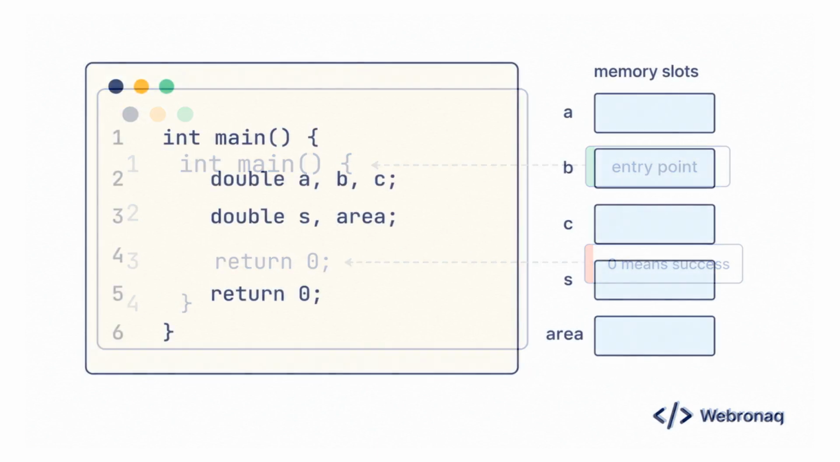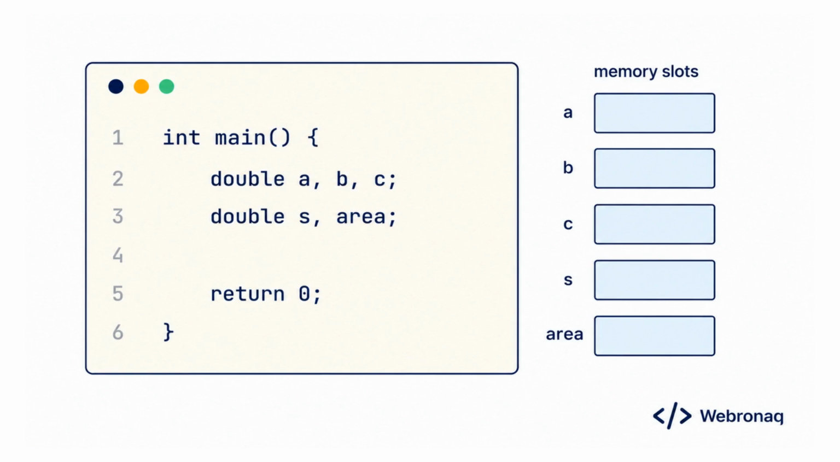Let's fill it in. Now we declare the variables we will need. 3 sides, A, B, and C, the semi-perimeter S, and the final area. All 5 are declared as double. A double is a 64-bit floating point number, which gives us a lot of precision for decimals. When you write this line, the program reserves 5 small slots in memory, 1 for each variable. They are empty for now, just waiting for values. Next, let's actually read those values from the user.